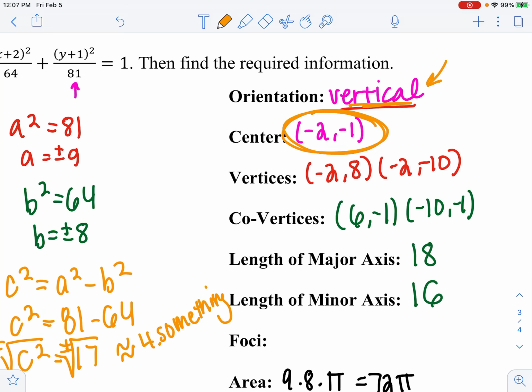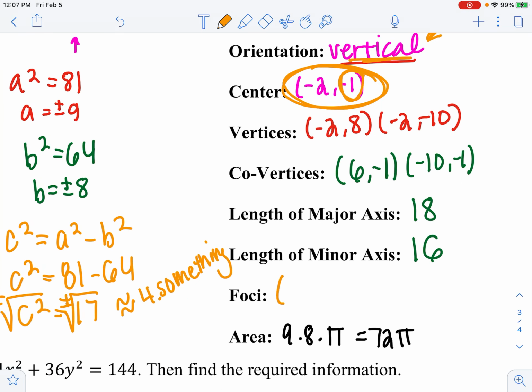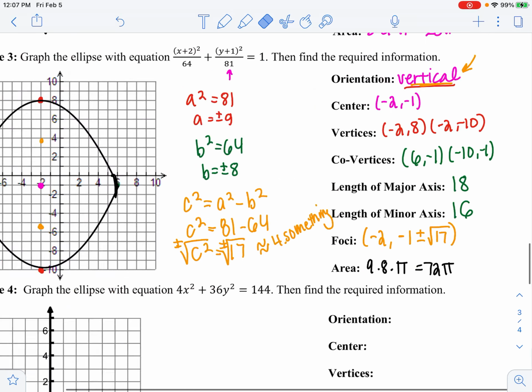I went vertically, so I went up and down, which is my y value. So I changed my y value. My x value didn't change. It's -2. How did I change my y value? From my y value of -1, I went up and down root 17. Okay.